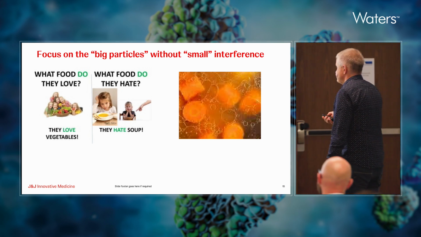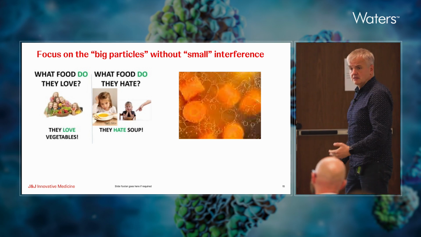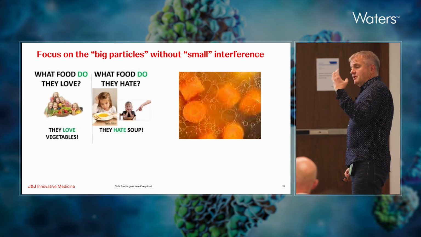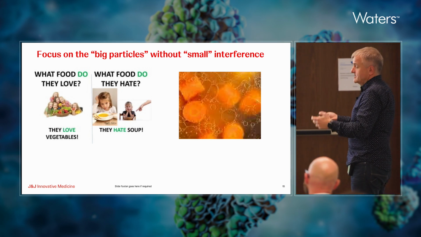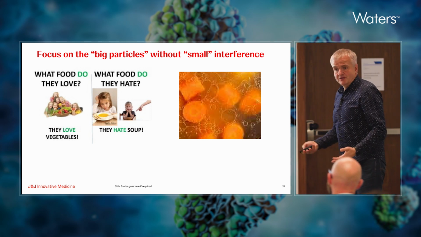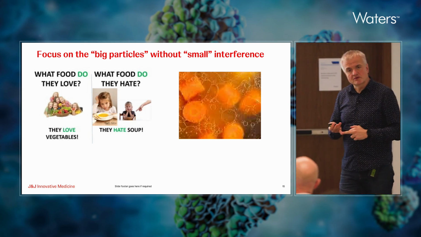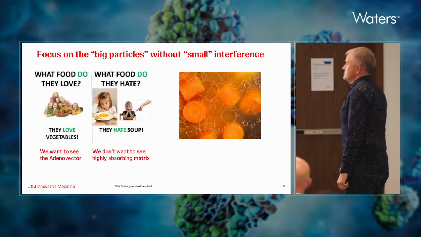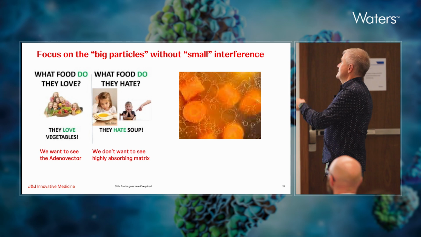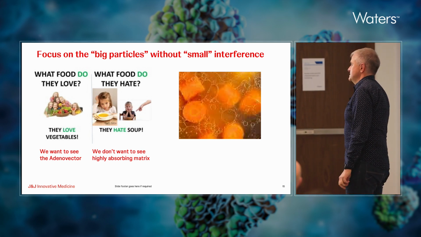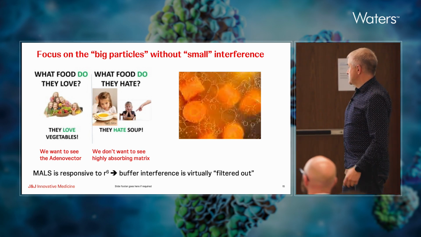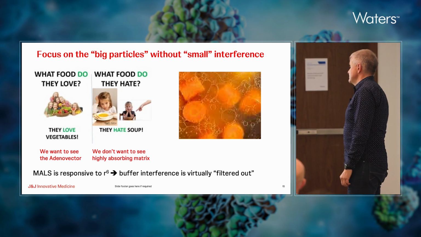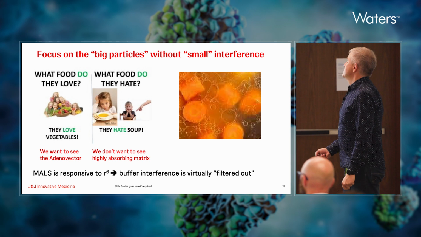On the other hand, using light scattering, due to the proportionalities just mentioned, the light scattering sees pretty much these big particles, and in this case, lucky us, it doesn't see what's around it. So if you want to monitor titer, or size, it's an excellent technology, we thought. We don't want to see highly absorbing matrices. Multi-angle light scattering is responsive to the 6th power of the radius, so buffer interference is virtually filtered out. We hate the soup, we don't see it.